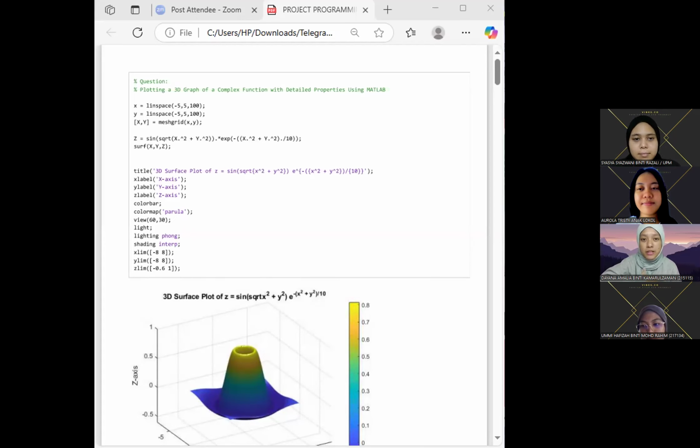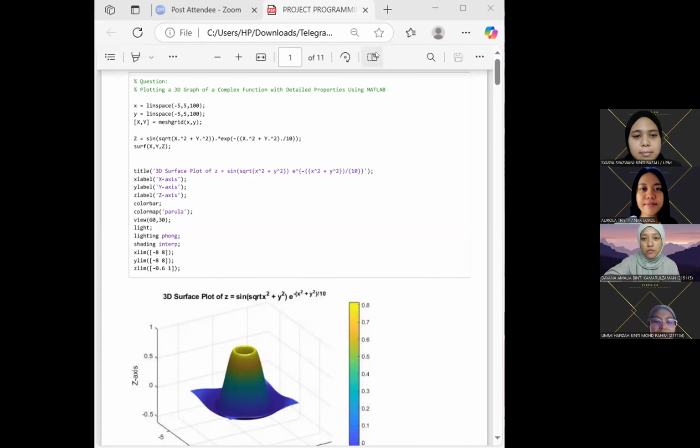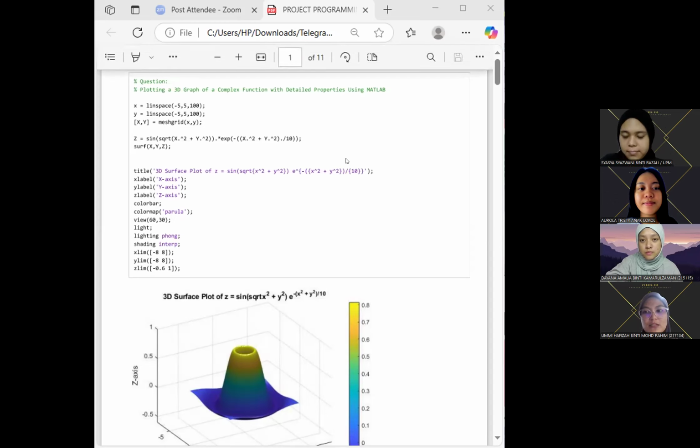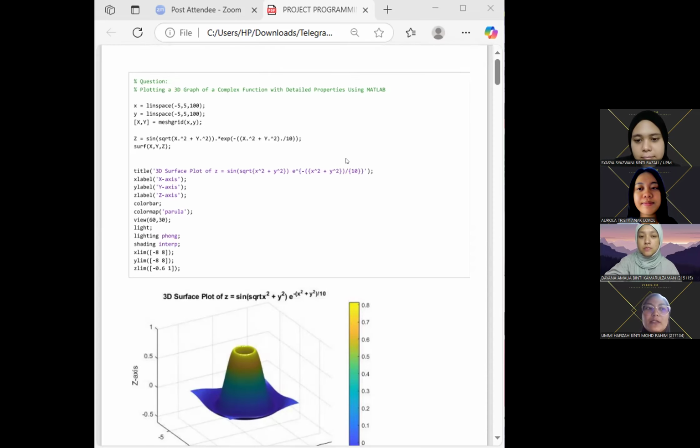I'm Dayana Amalia binti KAMARULZAMAN. My matric number is 215115. Hi, my name is SYAZWANI binti RAZALI. My matric number is 217043. Hello everyone, my name is Aurola Tristy, anak LOKOL, and my matric number is 214967. My name is HAFIZAH binti Muhammad RAHIM. My matric number is 217134.